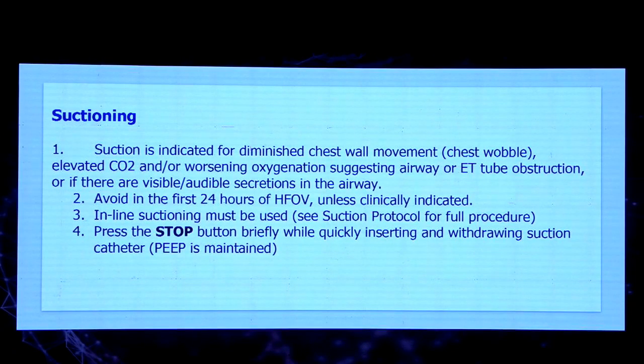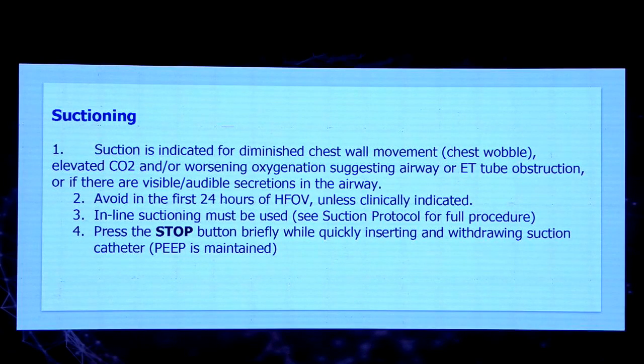Suctioning is indicated if there is diminished chest wall movement, elevated CO2 or worsening oxygenation, suggesting airway or ET tube obstruction. If there are obvious secretions, of course, suction. Avoid it in the first 24 hours unless there is clinical indication. Use inline suction so that you don't lose volume, and press the stop button briefly while quickly inserting and withdrawing the suction catheter. When you press the stop button, you stop the oscillation, but you maintain the PEEP so that you don't deflate the lung.